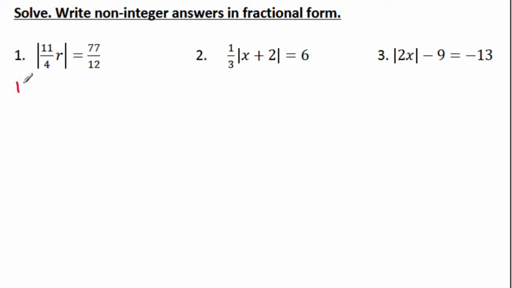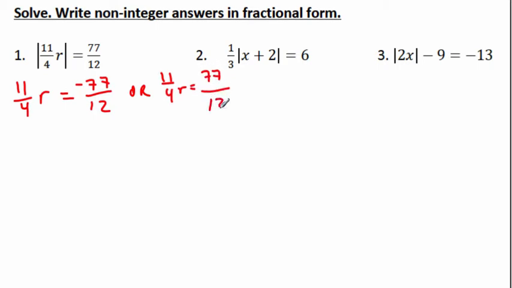We're going to write 11 over 4 r was equal to, and look, we don't have absolute values anymore because when we split it up into 2, then we get rid of our absolute values. Sorry to stop in the middle of that, but I always see students carry the absolute values down forever. So here we have 11 fourths r equals negative 77/12, or 11 fourths r equals positive 77/12. Now we just got to solve each one of those equations.